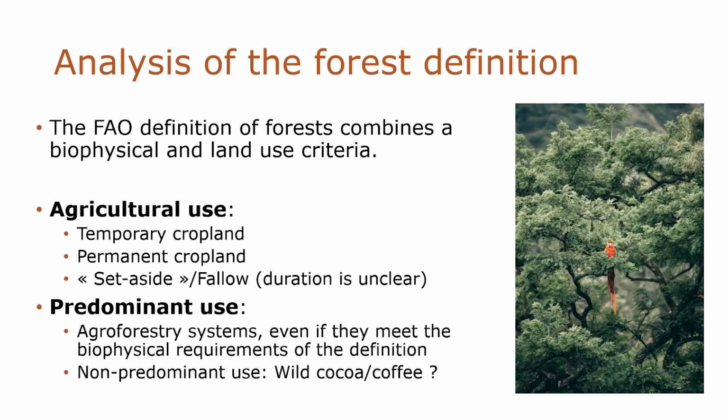Another element of the definition is that agricultural use also needs to be predominant. So again, how to define that? It's clearly stated in the regulation that, for example, crops in an agroforestry system, even if the overall land meets the biophysical requirements of the definition of forest, are still agricultural land, because an agroforestry system is predominantly an agricultural system. It's meant to grow food and crops. So what could be the cases of productive land that don't have a predominant agricultural use? It's not so clear, but maybe we can think of the cases of wild cocoa or coffee, for example, in the Amazon regions in Latin America. But for the moment, it's still a bit of a question mark.